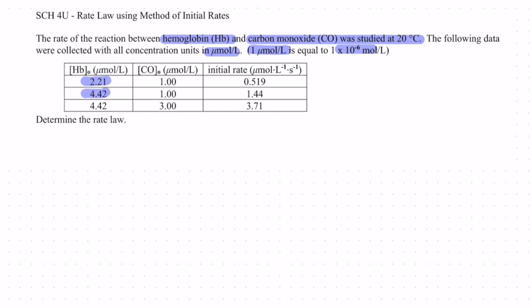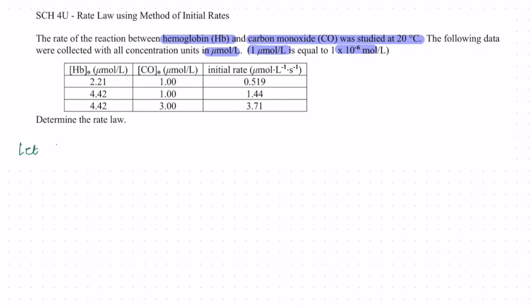What do we notice? That as the concentration of hemoglobin is doubled, and the concentration of carbon monoxide is kept constant, well, the rate is not exactly double, is it? If it was exactly double, we could have said that the order with respect to hemoglobin was 1. So in this case, we need the mathematical treatment.